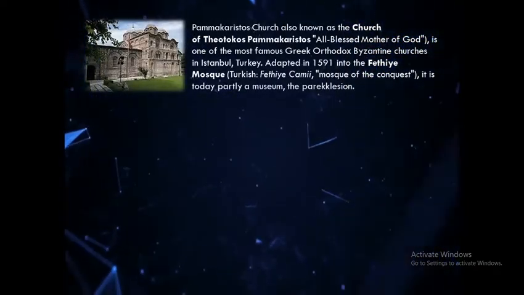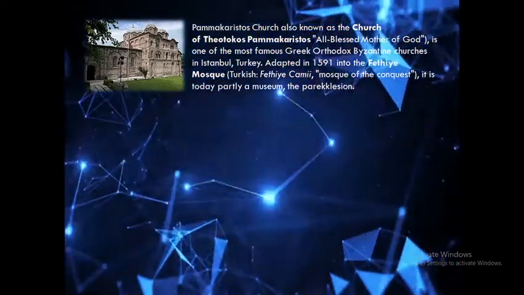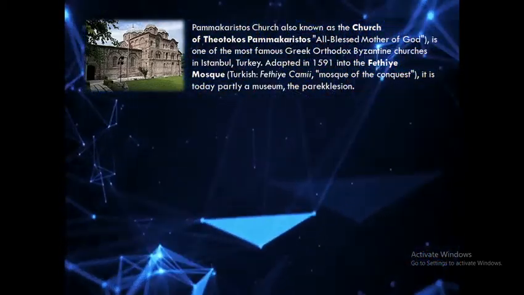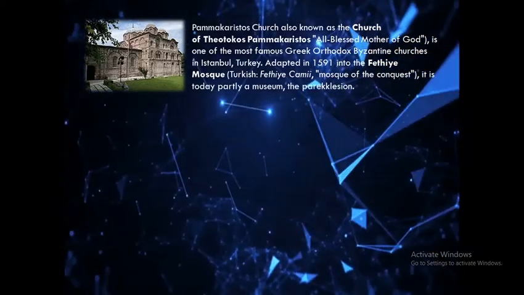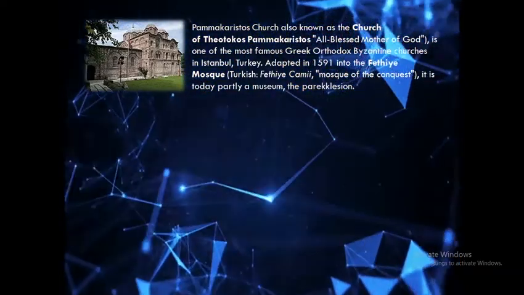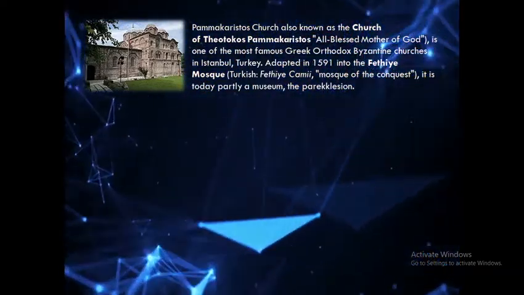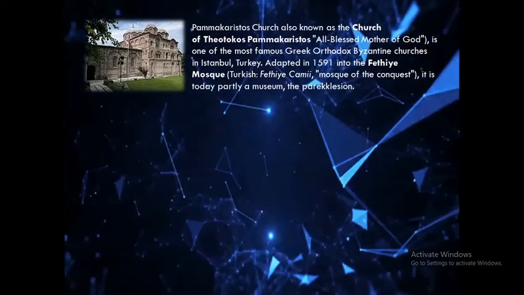Examples are Pammakaristos Church, also known as the Church of Theotokos Pammakaristos, the Blessed Mother of God, one of the most famous Greek Orthodox Byzantine churches in Istanbul, Turkey, adopted in 1591 into the Fethiye Mosque. It is today partly a museum. The Parekklesion.